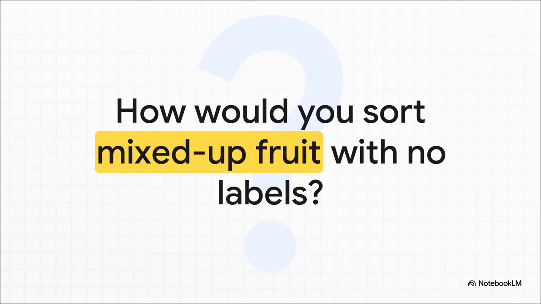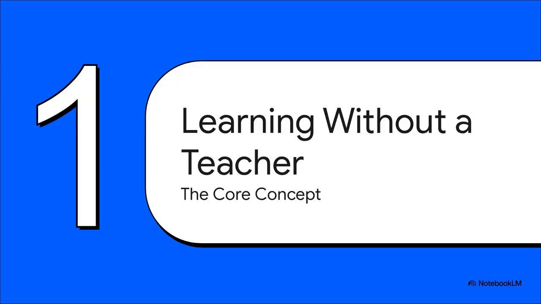Just picture it for a second. You'd probably start making piles, right? You'd put the round red things over here, the long yellow ones over there, and so on. You're using features like color, shape, and size to create your own groups. And nobody had to tell you, hey, that's an apple or that's a banana. And just like that, you're finding the structure all on your own. So that simple act of sorting fruit, that's actually the core idea behind a huge, huge field in machine learning. Let's take a look at how that intuition gets a little more formal.